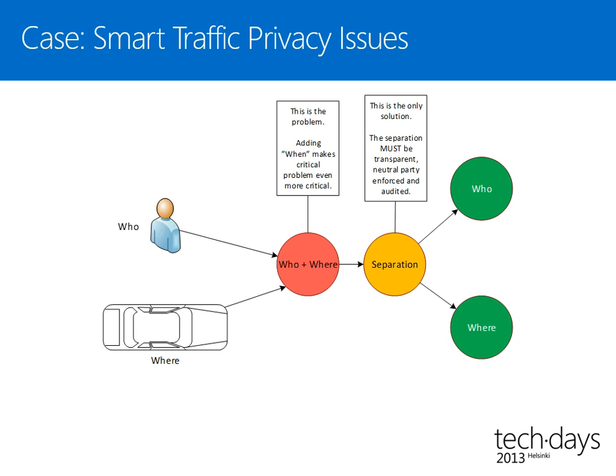Often the component is also in the picture, which makes the problem even more critical. And the only solution that can solve this kind of issue, and that actually applies to all the Internet of Things, is that we can guarantee the separation of the information. So the only way to solve this is to have an auditable place where the separation really happens, and the who and the where are separated in the picture.